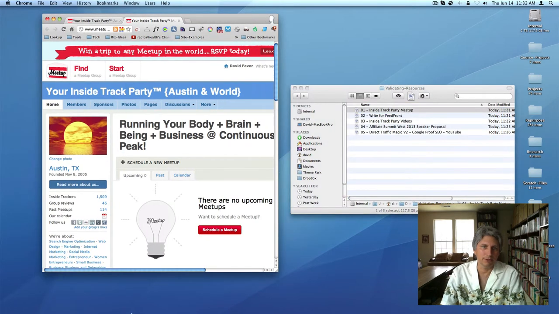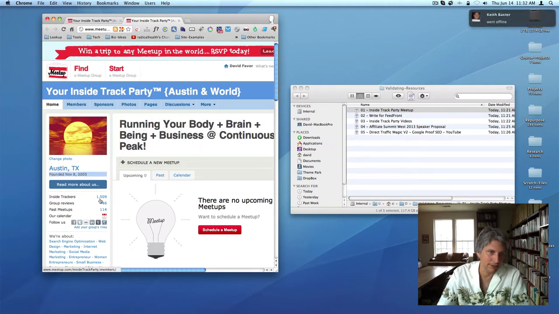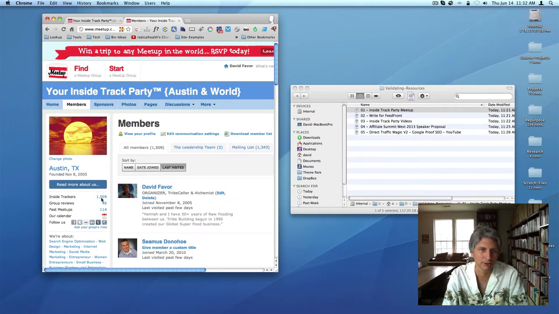my meetup group. Now, meetup's really interesting. It's very different than Facebook because people on meetup tend to physically gather together. And you notice I started this meetup group in 2005, and there are 1,509 members on this group that I run.